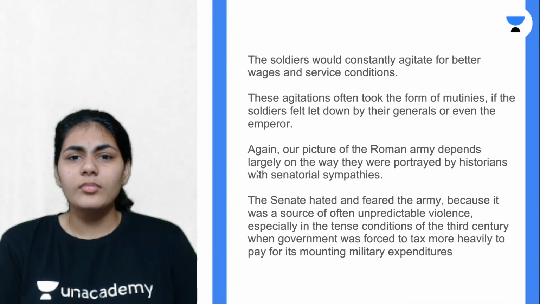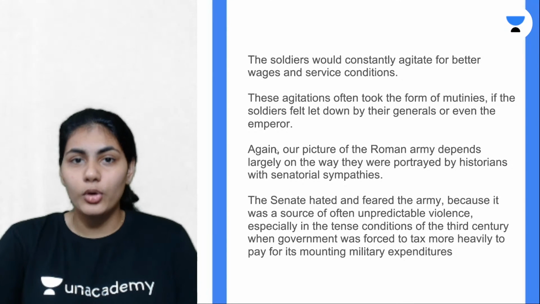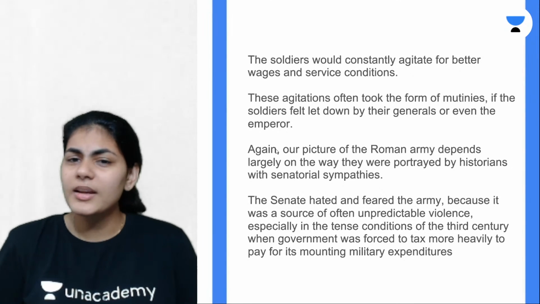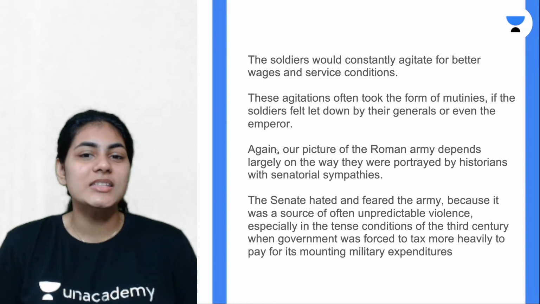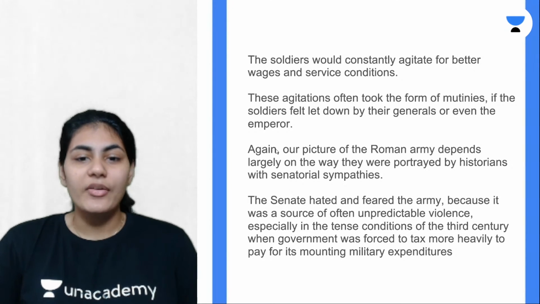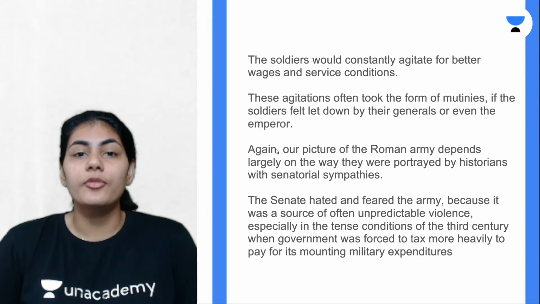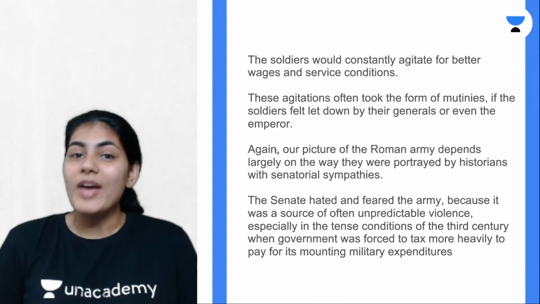On the other hand, the Senate people, the senatorial class or the aristocrats, even they did not like the Roman army. Again, there's a reason. Why didn't they like the Roman army? Because in order to maintain such a huge army, you definitely need a lot of resources and a lot of money, because you need to pay the salaries. So, where is the money coming from?